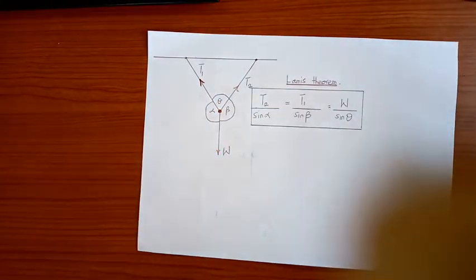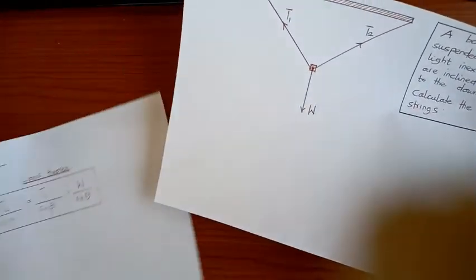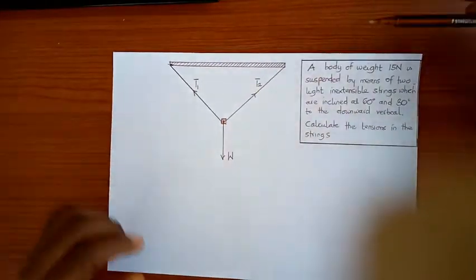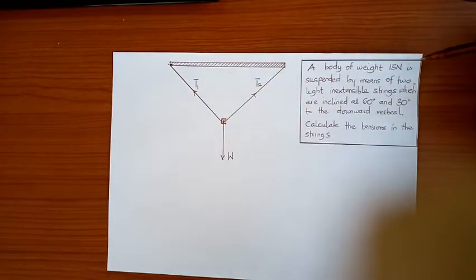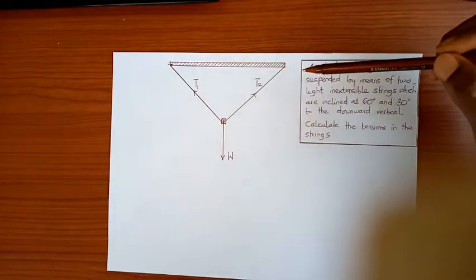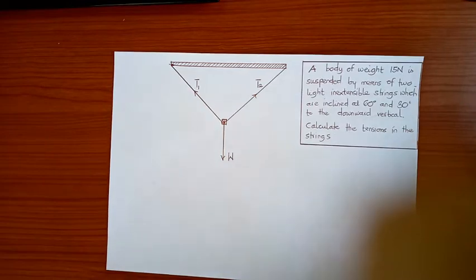So let's look at the question. We've been told here, a body of weight 15 newtons is suspended by means of two light inextensible strings, which are inclined at 60 degrees and 30 degrees to the downward vertical. Calculate the tensions in the strings. So here we have been told to find both T1 and T2.